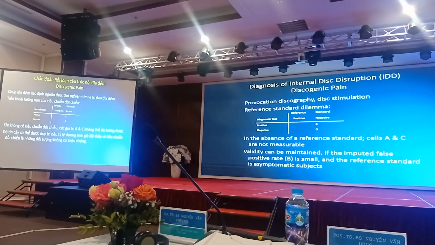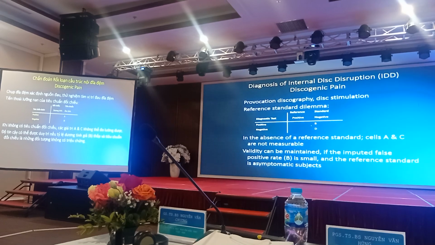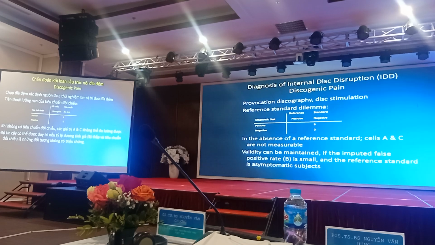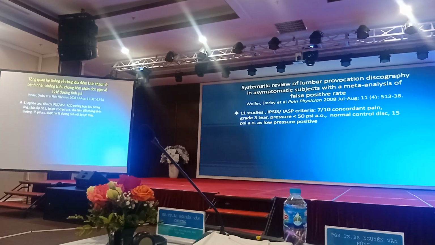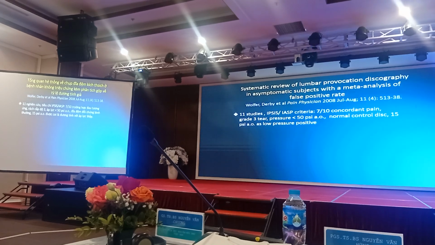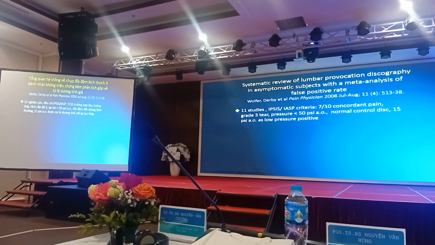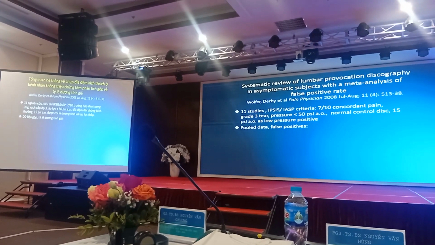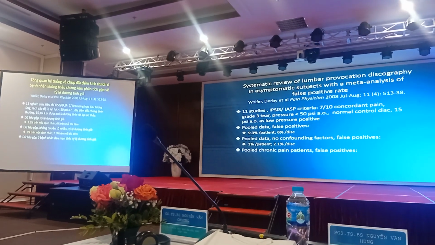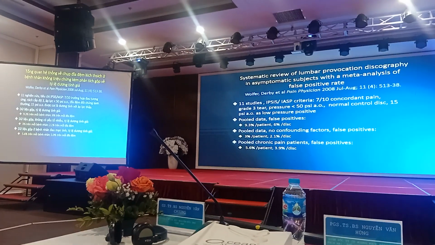So we can maintain some validity if the false positive rate, that is B, is very small, and here the reference standard is asymptomatic subjects, and that's what the April and Walsh study helped us with. Wolfer and Gertie also looked at a meta-analysis of 11 studies to verify that we were not having false positives. And they looked at all the pooled data, and false positive rates per disc and per patient were very small, even in chronic pain patients.